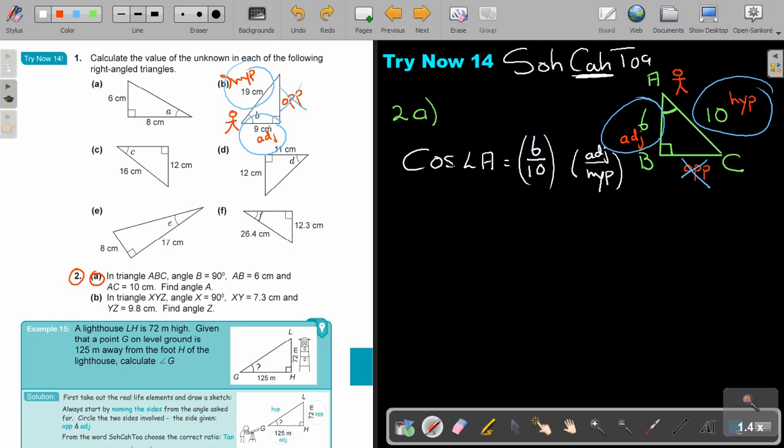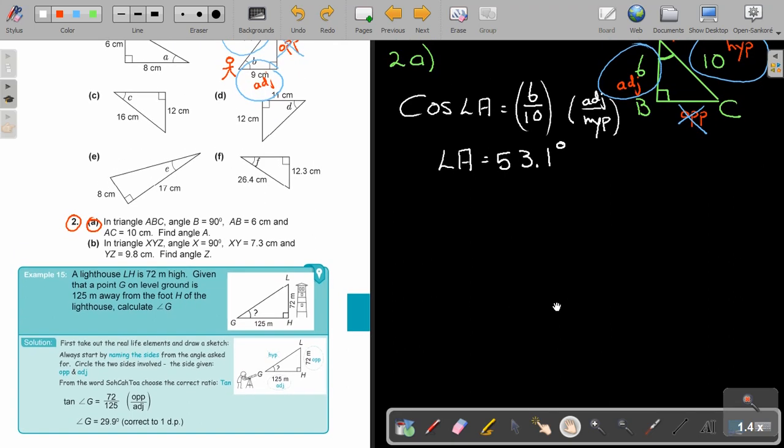Now tell your calculator to go to angles by saying shift cos bracket 6 divide 10, close the bracket, and angle A is going to be 53.1 degrees. Okay, and that's your answer. Let's move on.